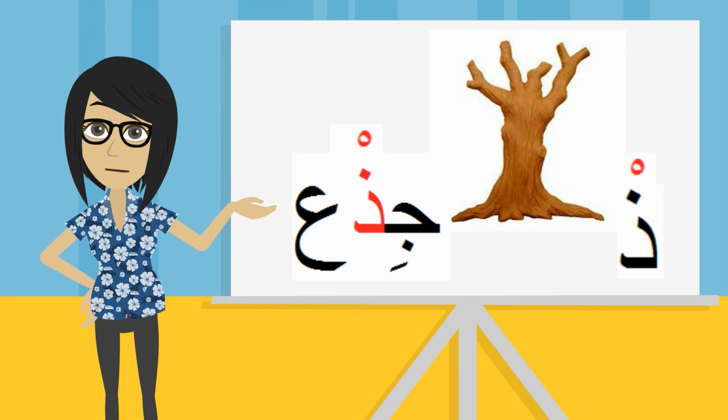ذال with السكون is pronounced إذ. As an example, the word جذع, which means a trunk. جذع. إذ جذع.